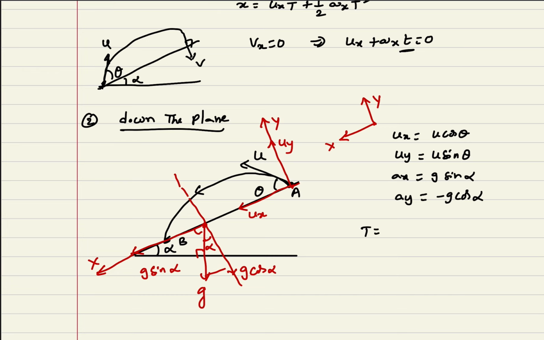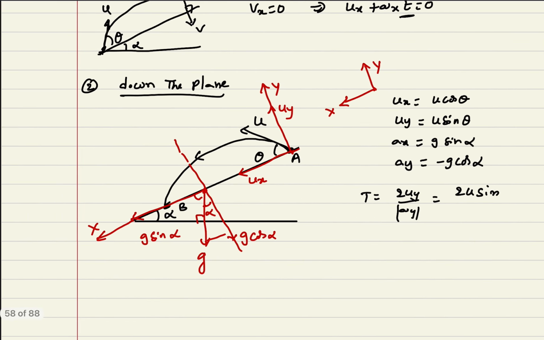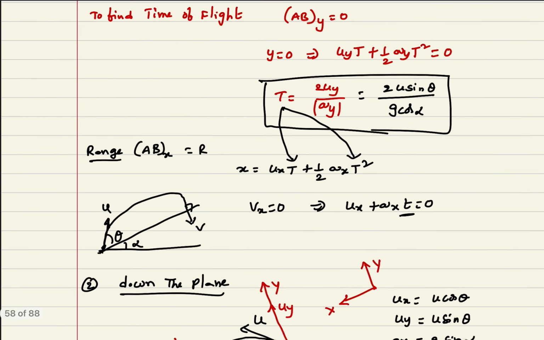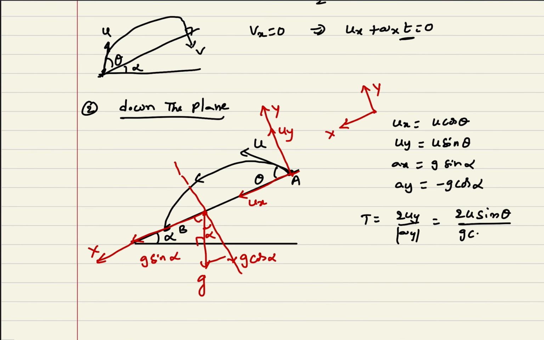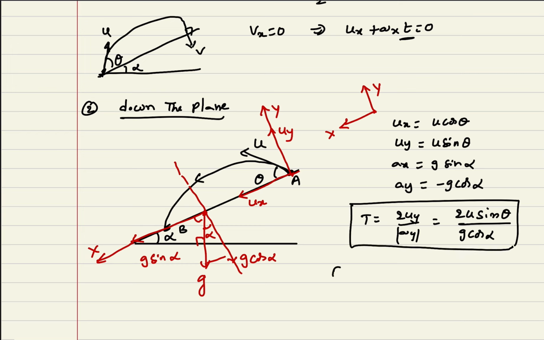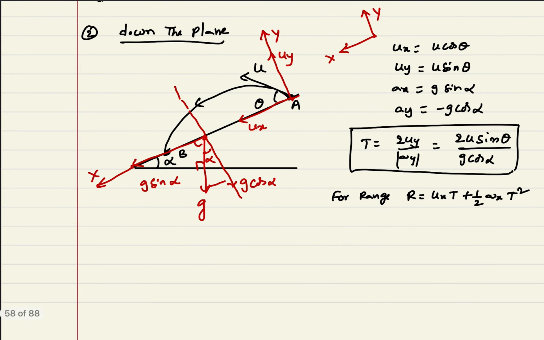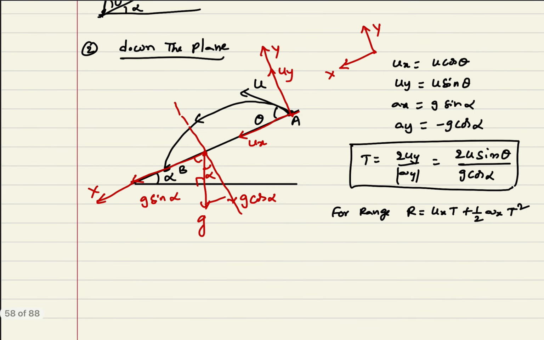If you want to calculate the time of flight, same thing, 2uy divided by the magnitude of ay, you will get 2u sin theta divided by g cos alpha, same as the earlier value. This is our time of flight. To find the range R, you can write ux into t plus half into ax into t square, substitute the values. By this way you can calculate the range in this projectile.